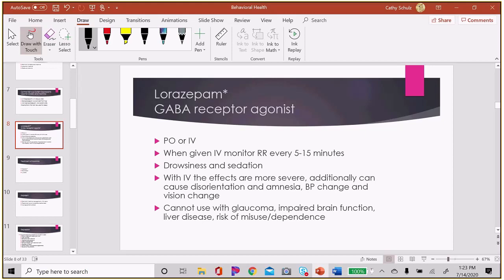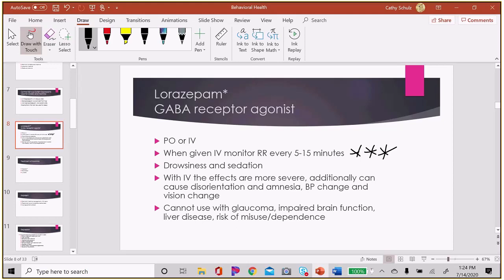So this can be given PO before sleep or during an acute anxiety attack, or it can be given IV, but just like we talked about before, we worry about respiratory depression. And so if someone is given the medication IV, then their respiratory rate has to be monitored every 5 to 15 minutes. So be sure you have that in your mind. And we know that this medication will cause some degree of drowsiness and sedation. That might be why we're giving it, if we're trying to help somebody sleep.